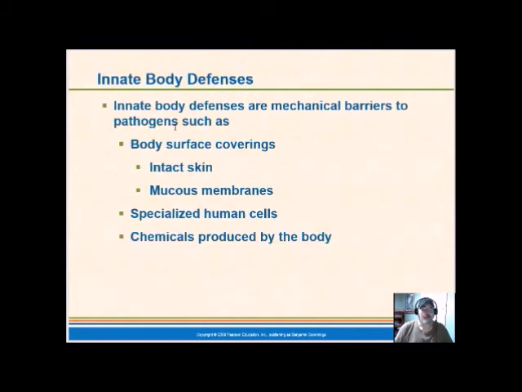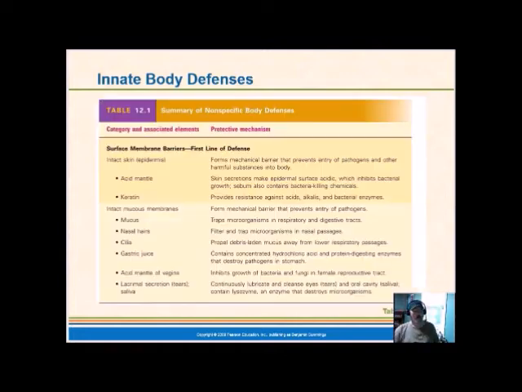The adaptive specific defenses are required for each type of invader, and again, we'll talk about specific defense a little later on. So innate defenses are mechanical barriers, for instance, to pathogens. These include body surface coverings, intact skin, mucous membranes, some specialized human cells which are not specific as to what they attack, they just attack whatever is not us, and some chemicals produced by the body. So here's a list of some of the things that are part of our innate defenses.